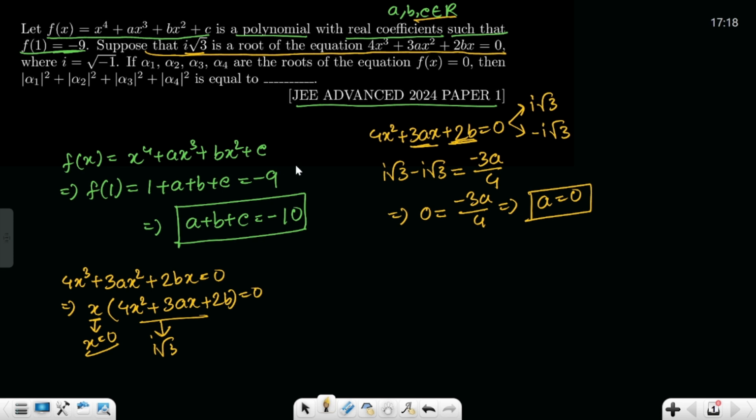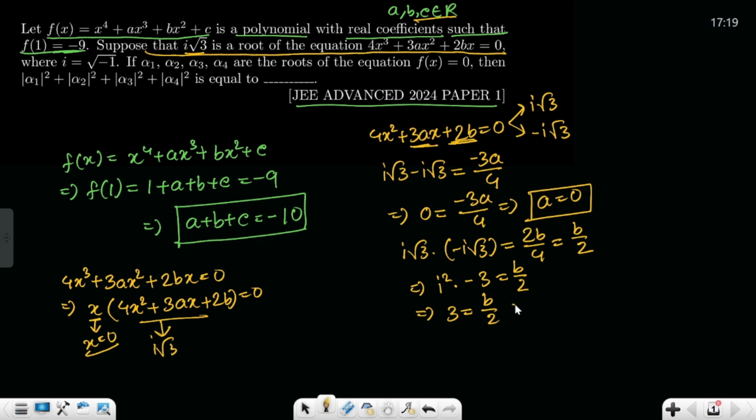Now let's find the value of b. For that, we will use the product of roots formula. That is i√3 times -i√3 equal to c/a, which for this case is 2b/4, or b/2. So this is i^2 times -3 = b/2. Now i^2 is equal to -1, and -1 times -3 is equal to 3. So 3 = b/2, or we can get b = 6. So we got the value of b also.